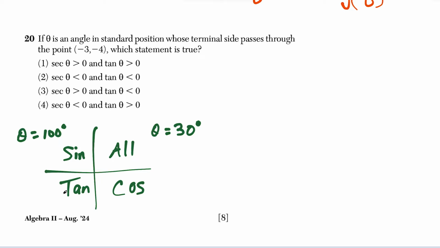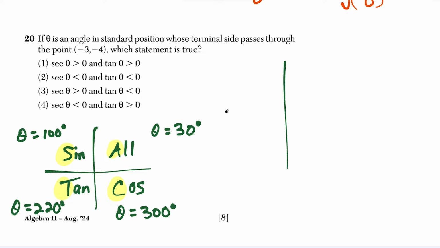And then same thing in this quadrant, if we have something like theta equals, let's say 220. If I plug that into all of the trig functions, only tangent and its reciprocal cotangent are going to give us something positive. And then finally, quadrant 4, if I had something like theta equals 300 degrees, only cosine and its reciprocal secant are going to give us something positive. So that's what this tells us here, but we remember ASTC. So that's what we need to answer this question.